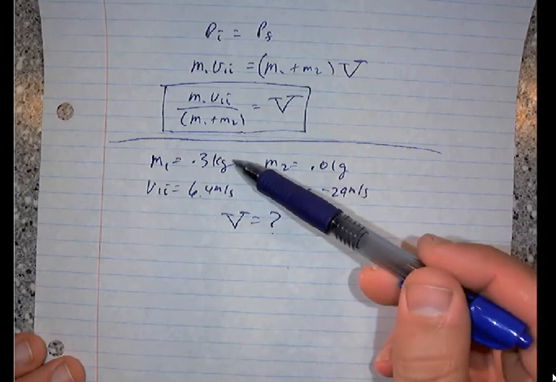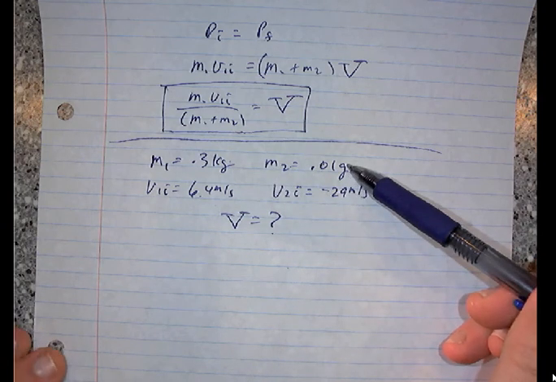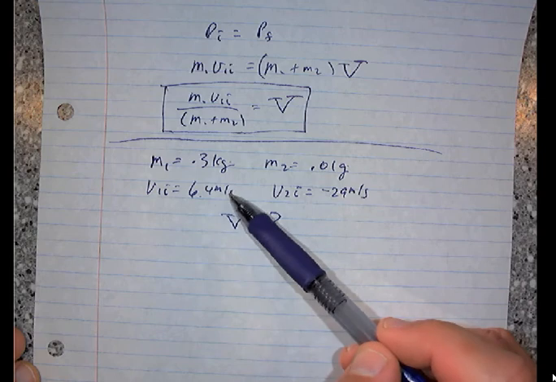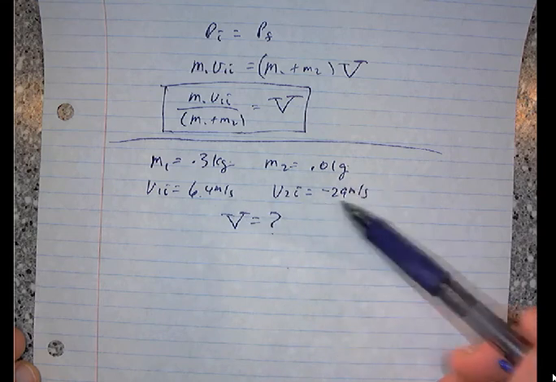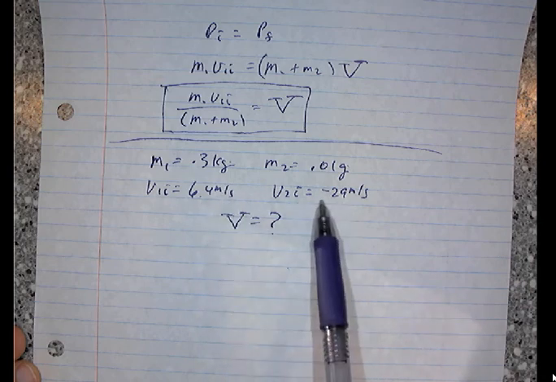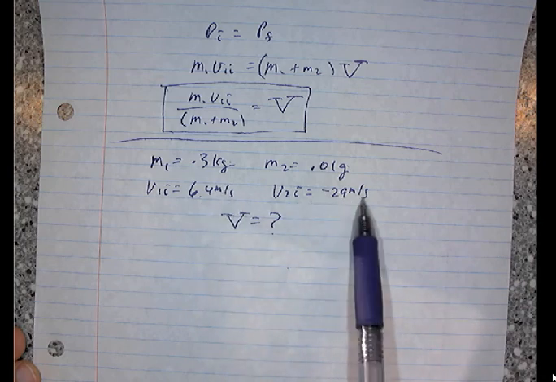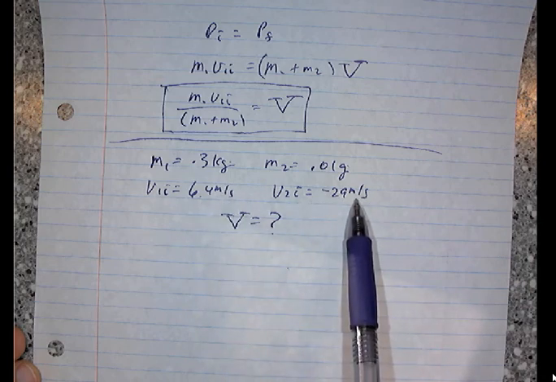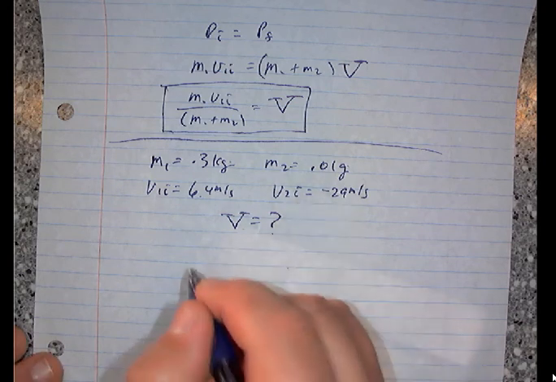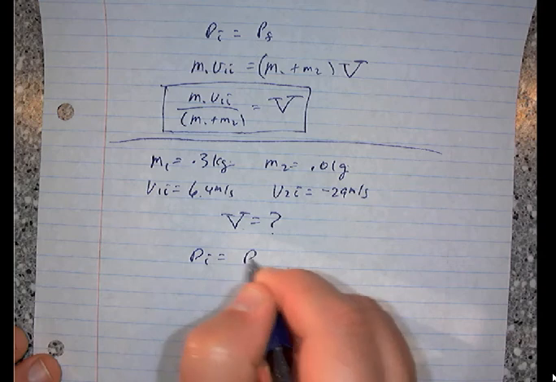Okay, so I've called the bird mass 1, the bug mass 2. The bird's moving at 6.4 meters per second initially. The bug is moving at 29, but towards the bird. So if the bird is plus 6.4, this bug's got to be minus 29, because they're going in opposite directions. And then finally, what's their combined final speed? Same thing, it's a collision problem.